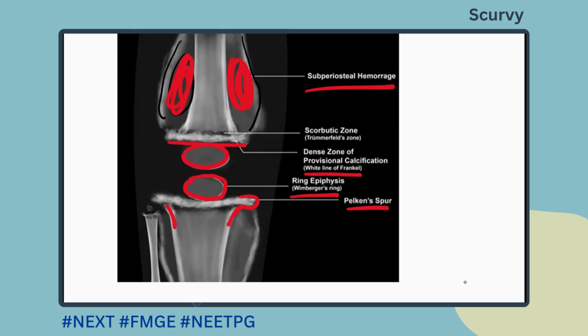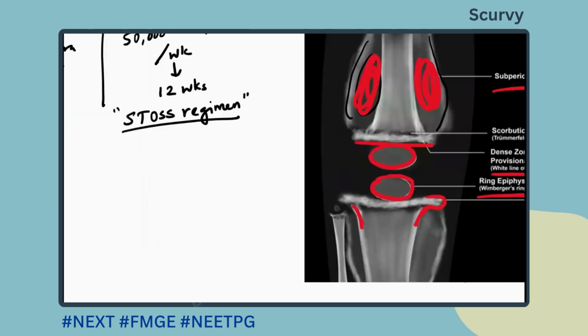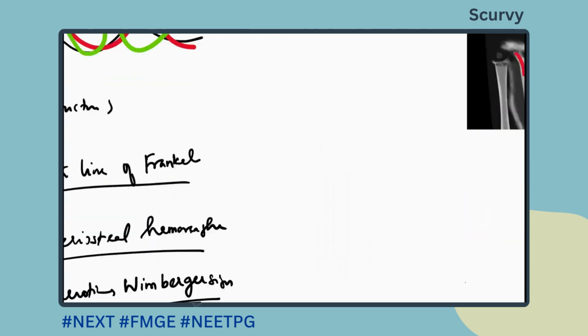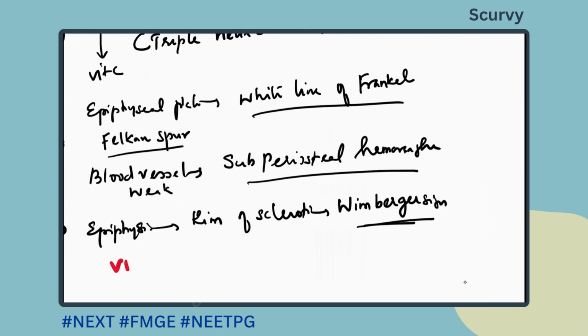Okay. So whenever you diagnose a patient with scurvy, you treat him by giving vitamin C supplementation. Very simple. You give him vitamin C supplementation, and the condition will be corrected.